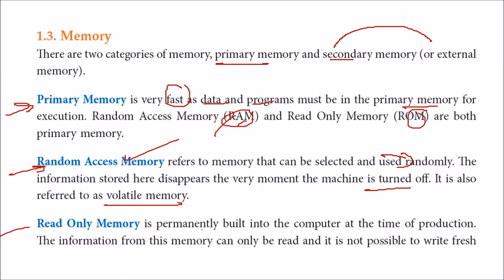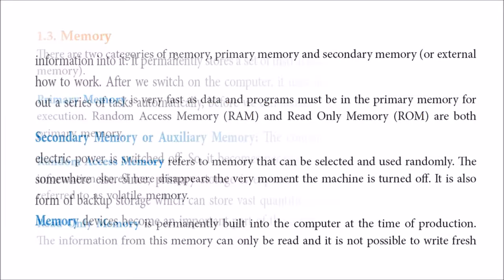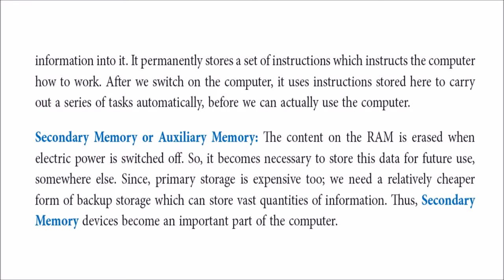While the ROM is permanently built into the computer at the time of production. You will see when your computer boots up, it will show HP, somebody will show IBM, and other information also. This memory can only be read; it is not possible to write fresh information in it because it is already hardwired, and the information stays there because it is non-volatile.